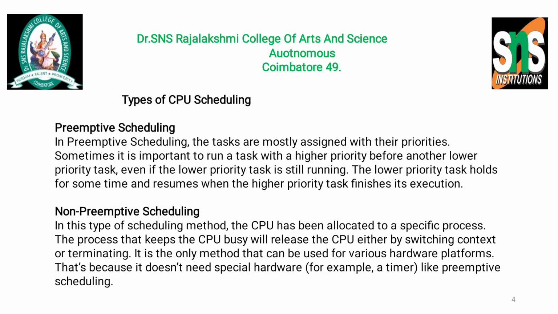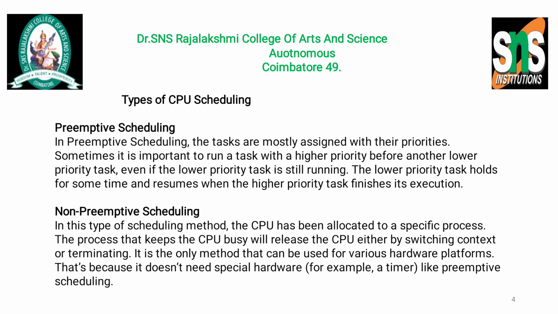CPU scheduling has two types. The first one is preemptive scheduling and the other is non-preemptive scheduling. In non-preemptive scheduling, we cannot forcefully take the process out of the resource. During preemptive scheduling, if we want to run a higher priority process, we can take the process from the resources forcefully. That is called preemptive scheduling.